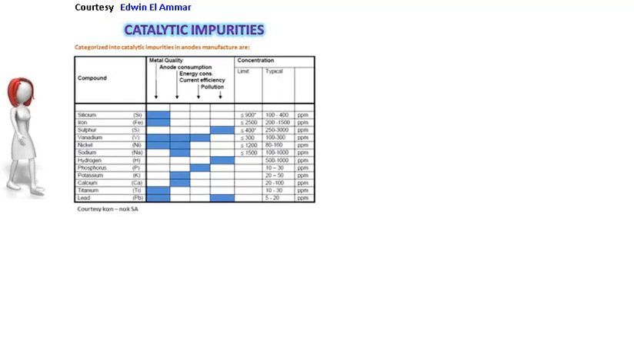Catalytic impurities. Impurities which give a bad impact to metal quality: silicon, iron, vanadium, nickel, titanium and lead. Impurities which give a bad impact to anode consumption: vanadium, nickel, sodium, potassium and calcium. Impurities which give a bad impact to energy and current efficiency: vanadium and phosphorus. Impurities which give a bad impact to pollution: sulfur, hydrogen and lead.